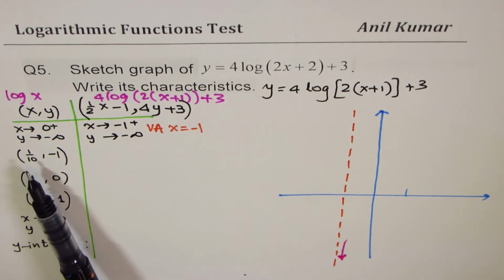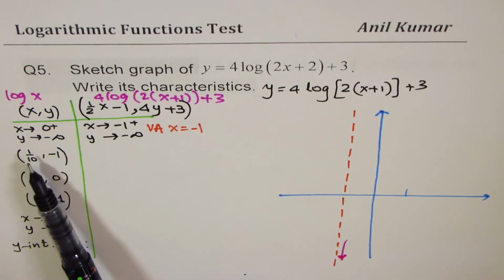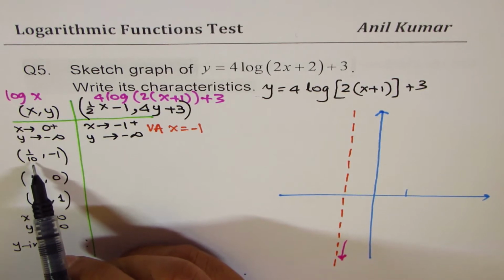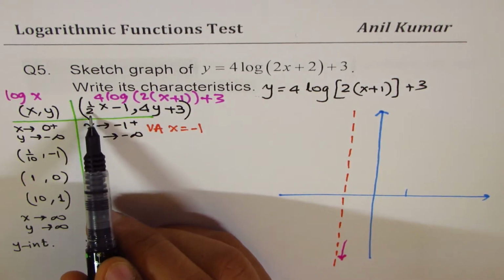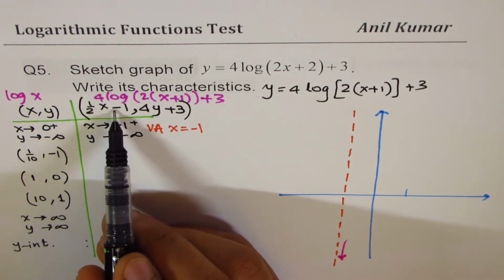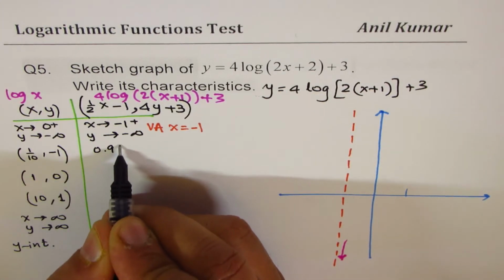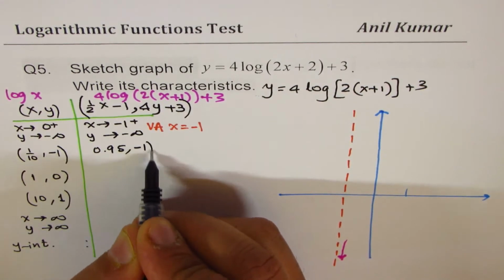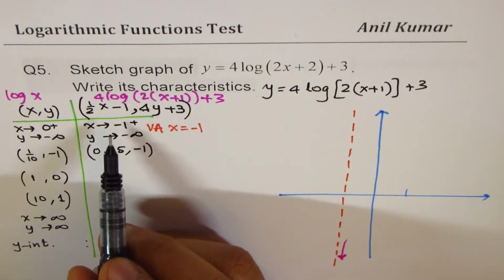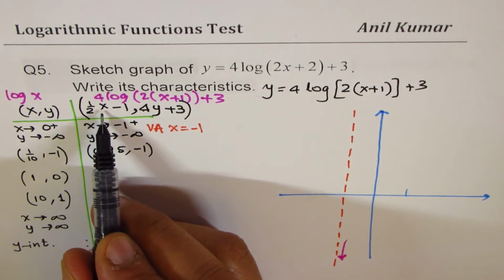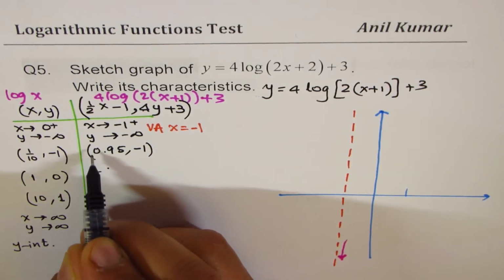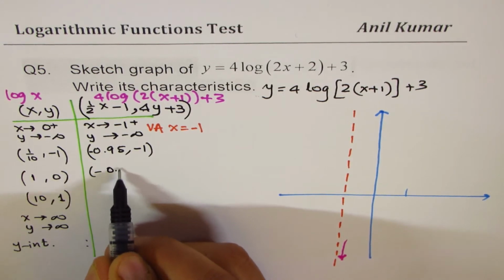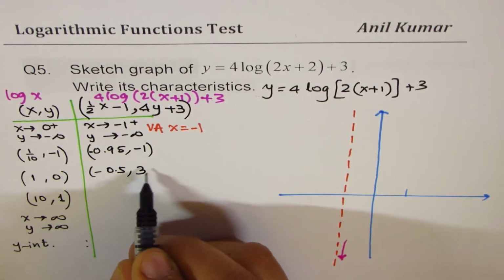Now the second point here: if I substitute x = 0.1, half of 0.1 is 0.05, and 0.05 minus 1 will give us 0.95. The y value, minus 4 plus 3, will give us minus 1. You can use a calculator. Half of 1 is 0.5, and that gives us minus, I forgot to write minus here, right? And minus 0.5 will give us 3.